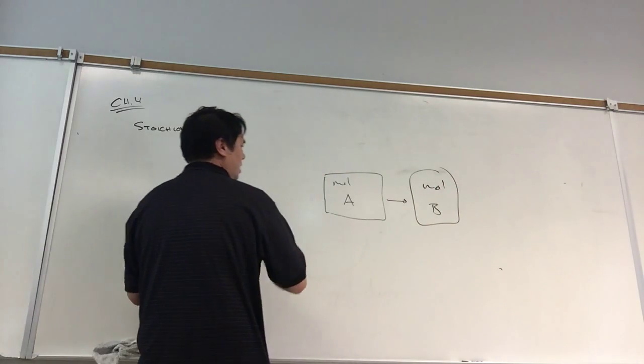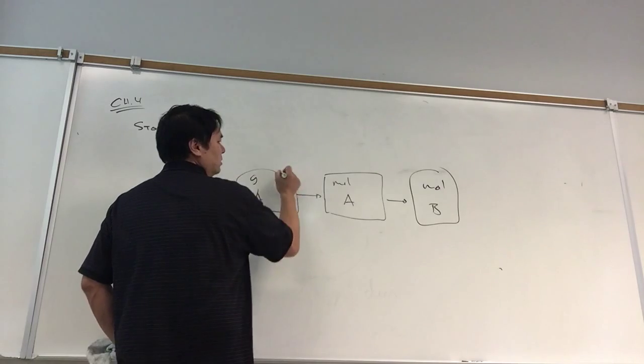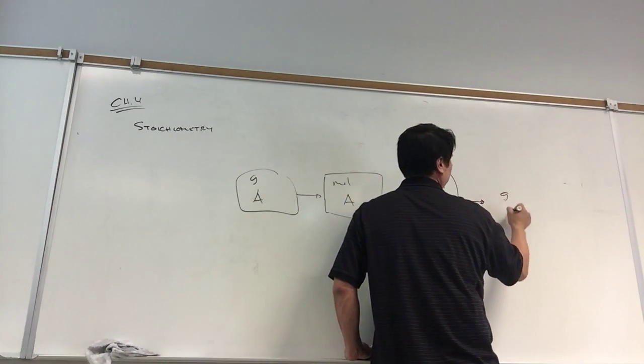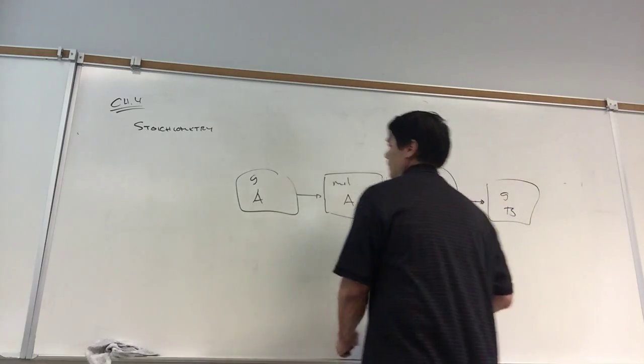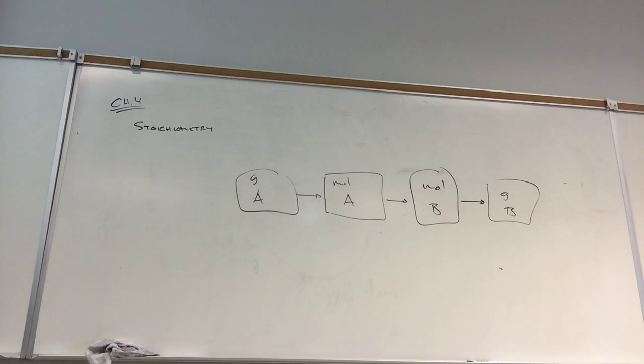In Chem 4, the most common type of problem you did was you went from grams of A to moles of A to moles of B to grams of B. Gram to mole conversion, mole to gram conversion. So this is a simple problem. In Chem 1A, it should be more complicated, right? So what could be more complicated?